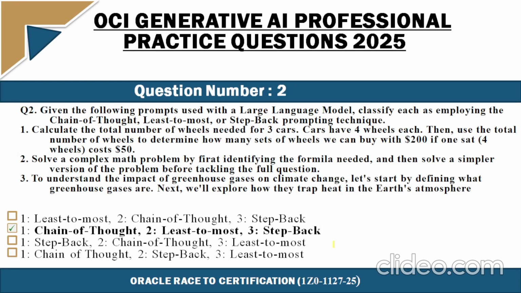For the second question, we have given three large language model prompts. So we have to classify each prompt for the three prompting techniques. So the correct option is option B, chain of thought, least to most, and the step back.